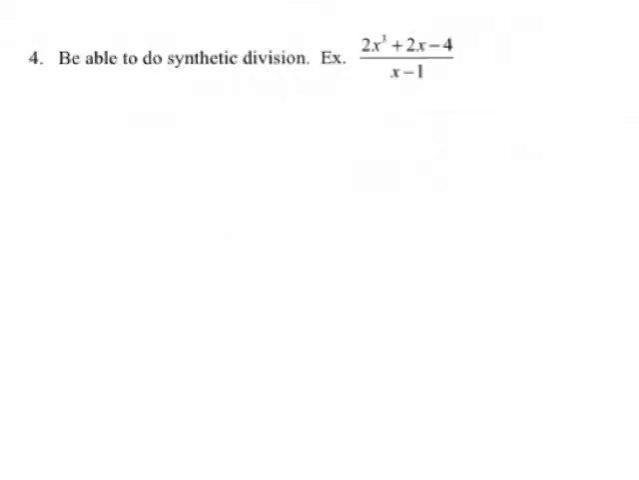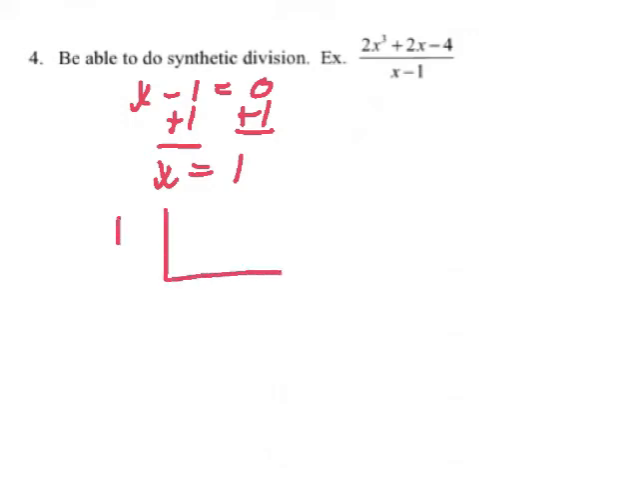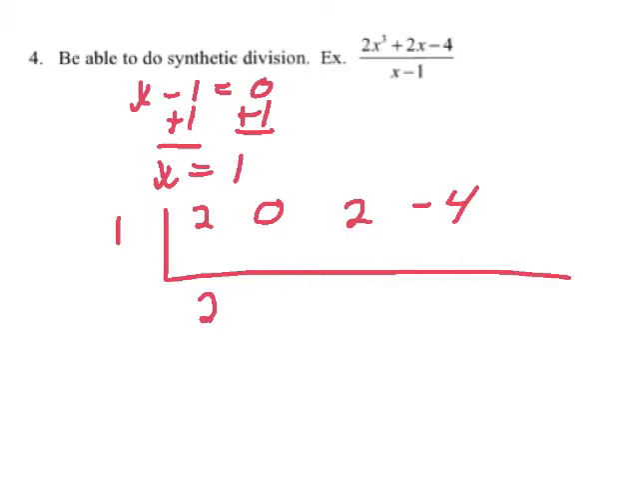Okay, for the next one, let's look at synthetic division. Now here, I see I have x minus 1. I'm going to set that equal to 0 and solve it. That gives me x is equal to 1. So I'm going to put 1 out here. On the inside, I'm going to put a 2. Don't forget to put your 0 for 0x squared, a 2, and a negative 4. Now, drop down the 2. 1 times 2 is 2.